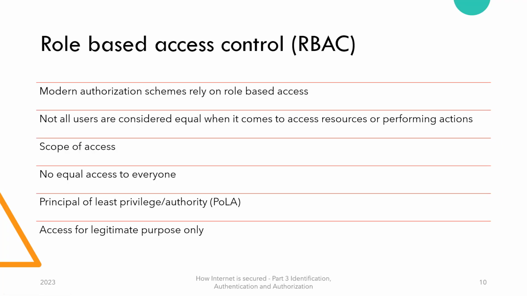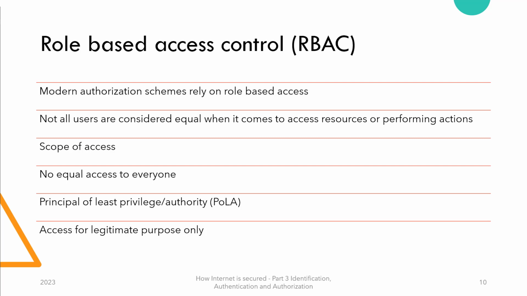In the examples in the previous slide, we have heard the term role mentioned several times. Modern authorization schemes typically rely on role-based access control, or RBAC for short. The term was coined based on the fact that not all users of a typical system are equal when it comes to accessing resources or performing tasks. Each job function has its own scope of access.